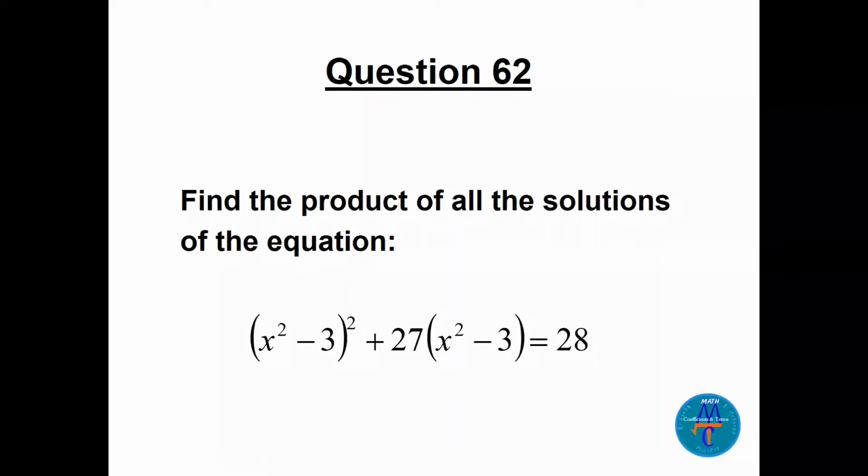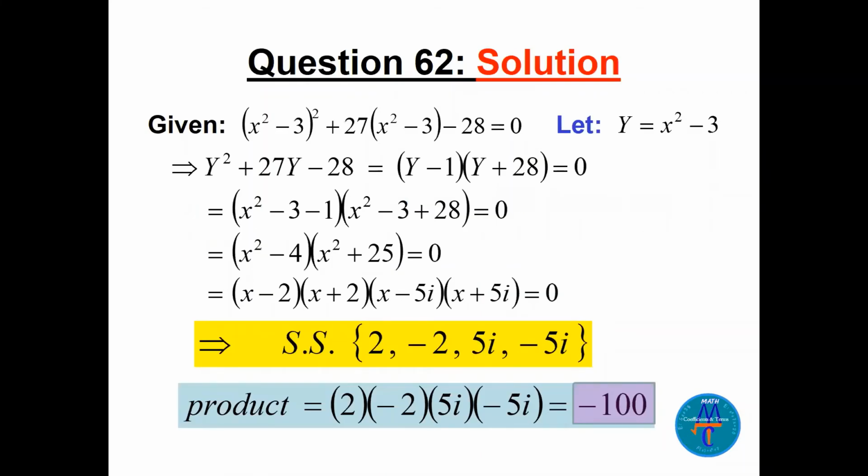Now question 62 will be, find the product of all the solutions of this equation, x squared minus 3 all squared plus 27 times x squared minus 3 is equal to 28. It looks like this equation is quadratic in form. So we can change the variable here. We can say let y is equal to x squared minus 3, just to make it easy, because this is power 1 here in the middle, and this is power 2. So that's quadratic in form.